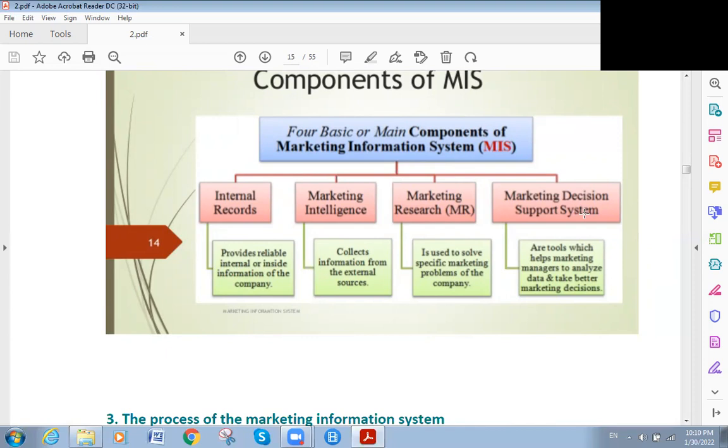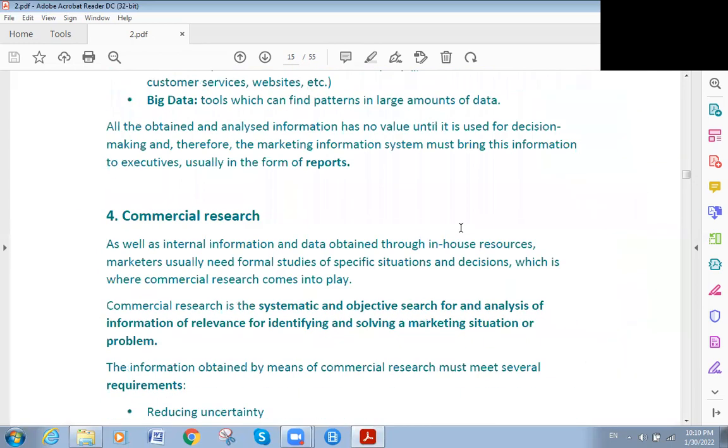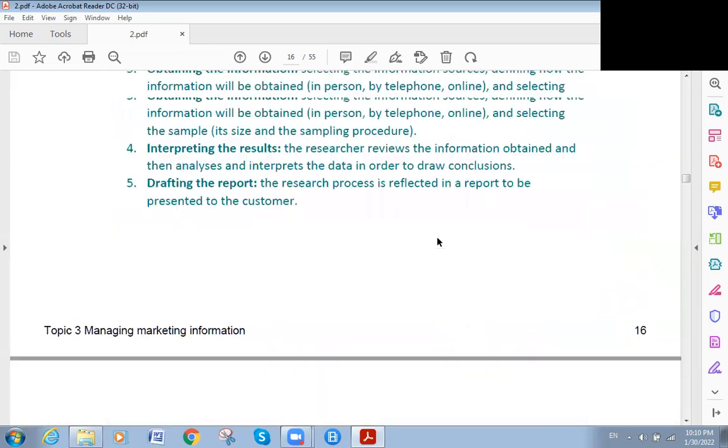Okay, here we go now. In the marketing information system, we have internal records, which provide reliable internal information of the company. Marketing intelligence collects information from external sources. Marketing research is used to solve specific marketing problems of the company. And marketing decision support systems are tools which help marketing managers to analyze the data and make better marketing decisions. So those are the components.